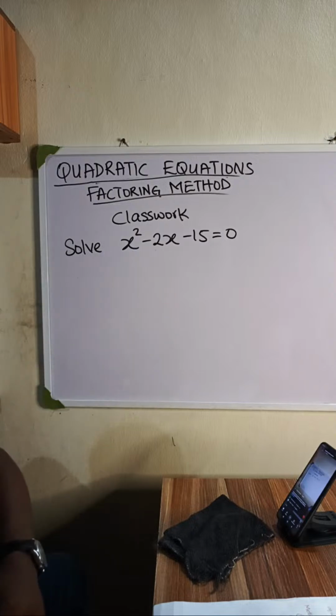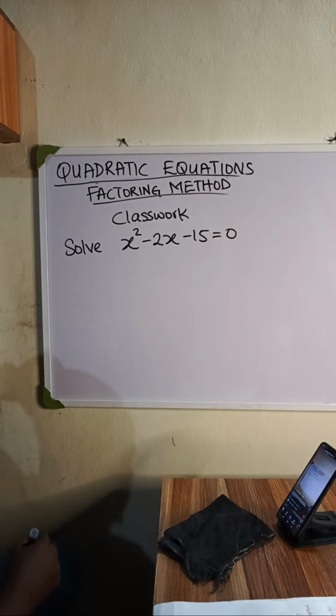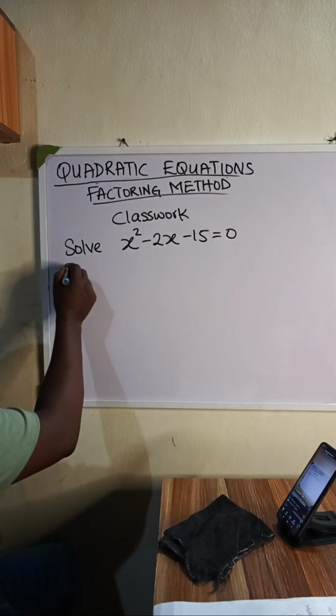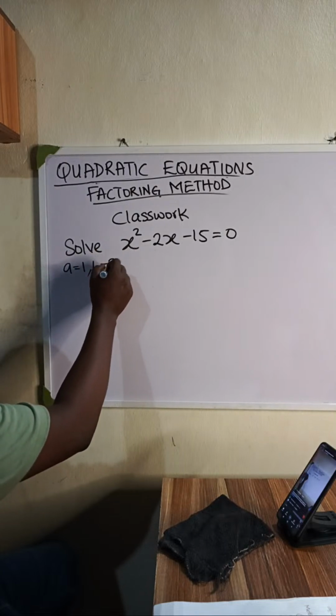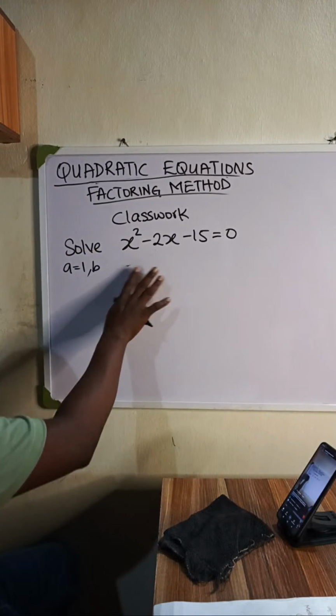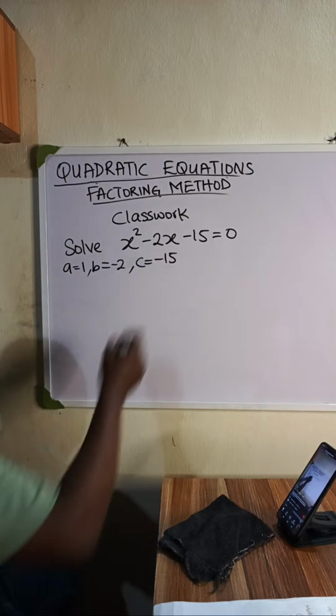X squared minus 2x minus 15 is equal to 0. Virginia said minus 3 and minus 5. That's close. But I think one of them does not have minus. Let's see it together. So from what we have here, our A is equal to 1. Our B is equal to minus 2. And our C is equal to minus 15.